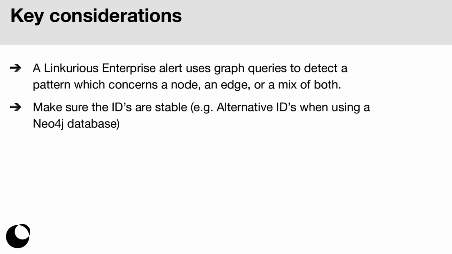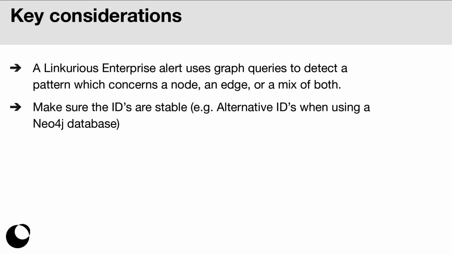Okay, moreover, a Linkurious Enterprise alert uses graph queries to detect a pattern which concerns a node, an edge, or a mix of both. Linkurious Enterprise will be saving the IDs of those nodes and edges. We never save business data in our database. We'll always be reading the business data from the graph database. This means that you'll need to be sure that the IDs are stable.